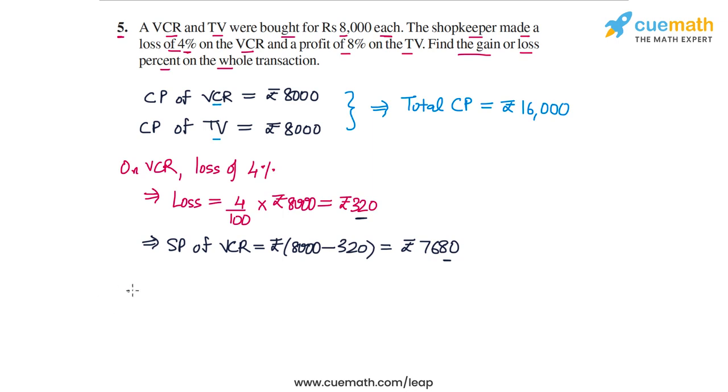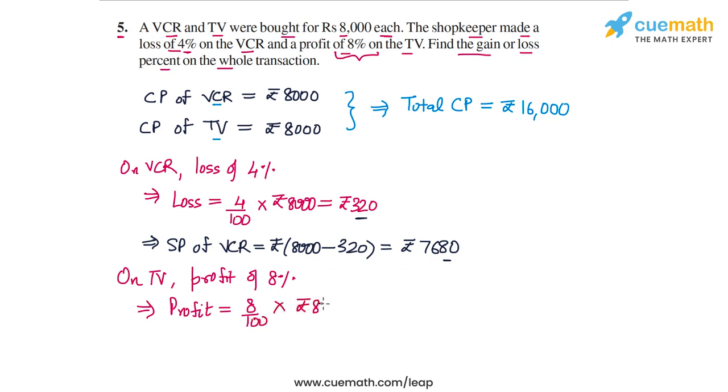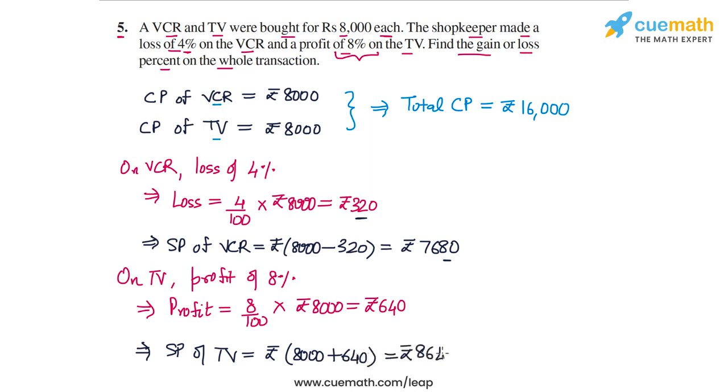Now similarly, let's find the selling price of the TV. On the TV, the shopkeeper makes a profit of 8%. So let's find the amount of profit. So the profit is equal to 8% or 8 by 100 of rupees 8,000. This is equal to rupees 640. So the shopkeeper makes a profit of rupees 640 on the TV, and this means that the selling price of the TV is equal to rupees 8,000 plus 640, and this is equal to rupees 8,640.